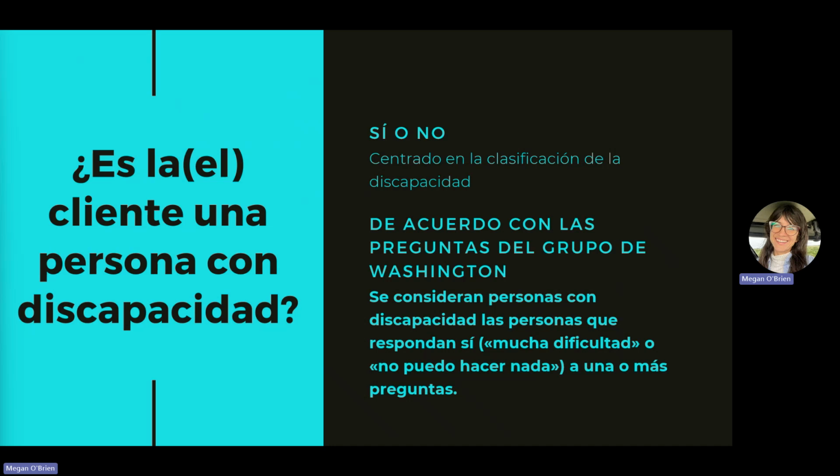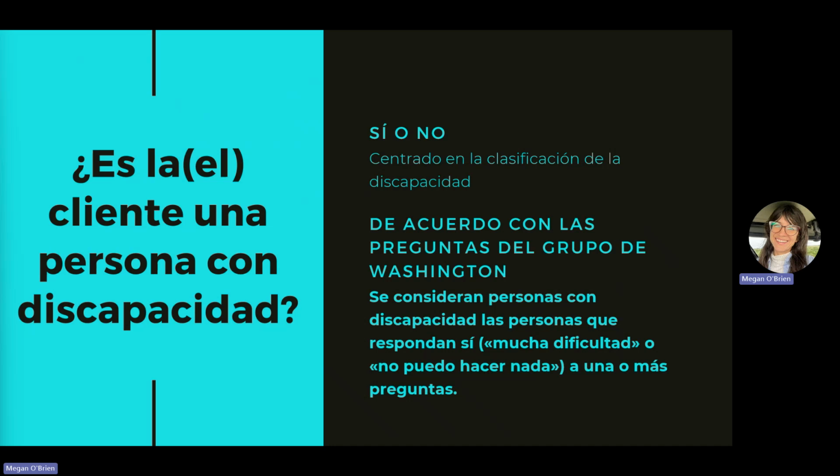This is based on the Washington Group questions. People who answer yes throughout the questions of the Washington Group short set, which we'll go through, to one or more questions are considered a person with disabilities. Disability status is really important to collect as data to have an understanding of access, how services are responsive or not to people with disabilities. This really helps us understand gaps in our programming.